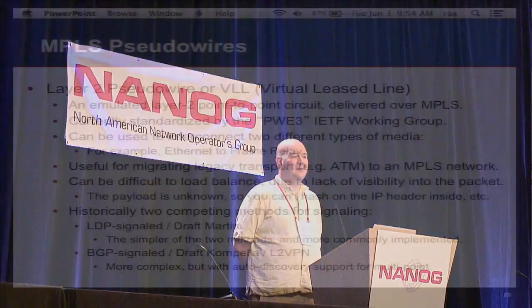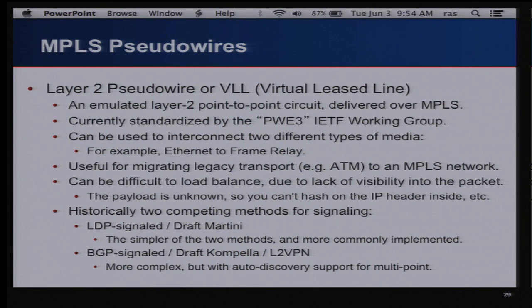So the next major use of MPLS is multi-service, like I was talking about, and it typically tends to be the data transport services that people are interested in. The most common thing that you'll see in an MPLS network is what's called a layer 2 pseudowire. There are a lot of names for these because there are a lot of competing bodies all trying to standardize these things. But a lot of times you'll hear it simply called a VLL, a pseudowire.